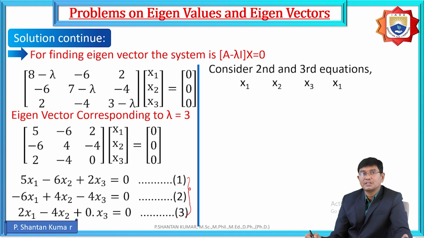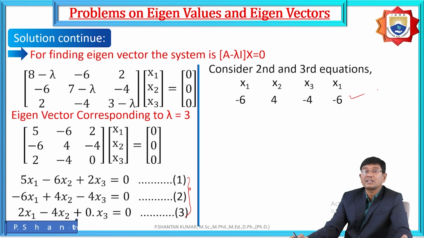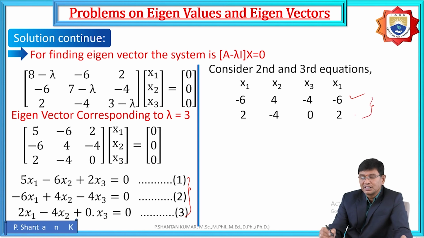Here the x1 coefficient is minus 6, x2 is 4 and x3 is minus 4. And in the second row, x3 is minus 4 and x1 is once again minus 6. And further, in the third equation, the coefficients are x1 is 2, minus 4, that is 0, and also 2. And based upon these two equations, again we need to find x1 by, x2 by, x3 by, is equal to k.